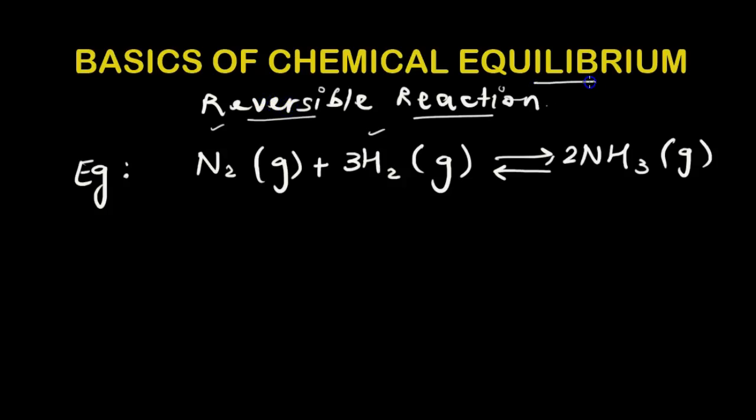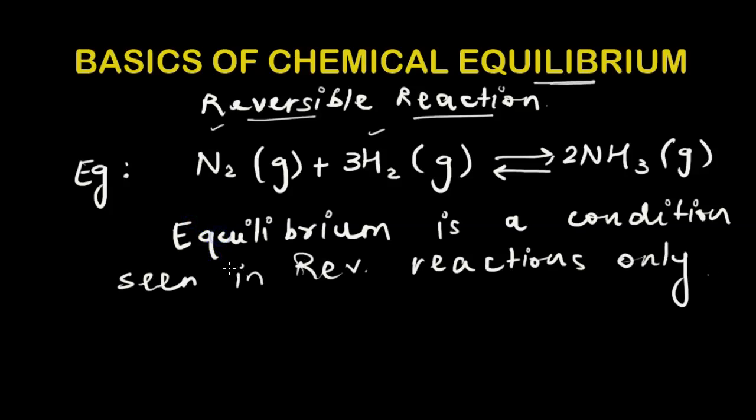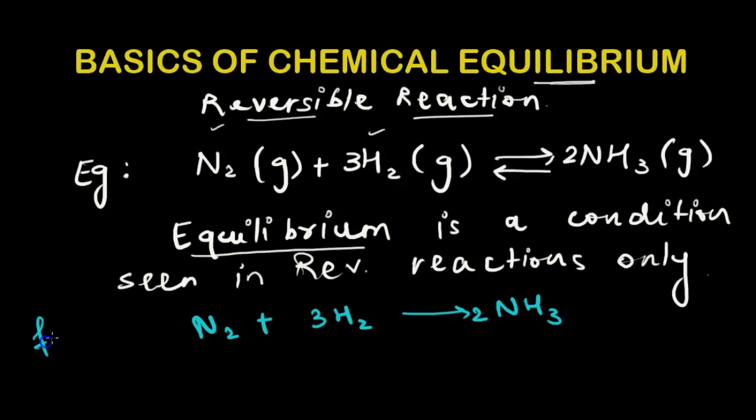And equilibrium is a state seen in reversible reactions only. In other words, equilibrium is a condition that can only be seen when the reaction happens both in forward as well as in backward directions. So basically, this reaction happens in 2 different ways. One is the forward reaction where N2 and 3H2 give us NH3. This is called the forward reaction. I'm writing it as FWD.